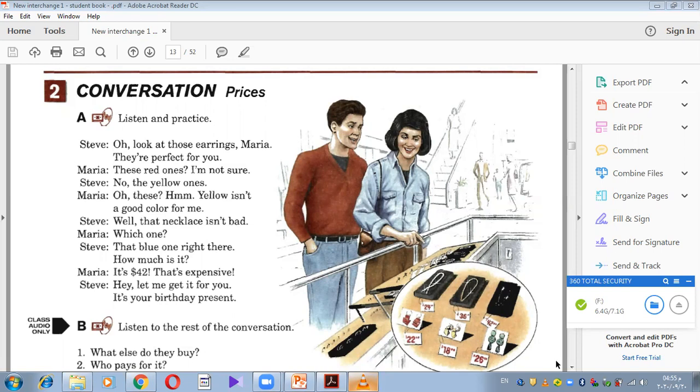Oh, look at those earrings, Maria. They're perfect for you. These red ones? I'm not sure. No, the yellow ones. Oh, these? Yellow isn't a good color for me. Well, that necklace isn't bad. Which one? That blue one right there. How much is it? It's $42. That's expensive. Hey, let me get it for you. It's your birthday present.